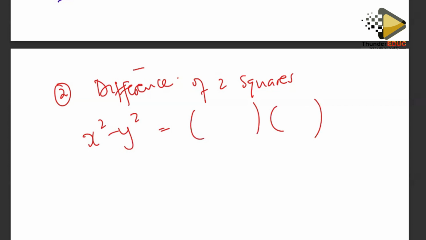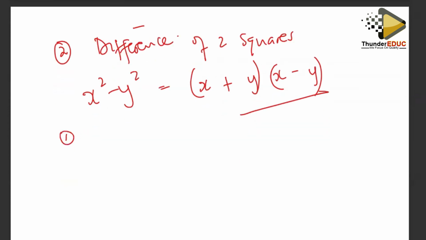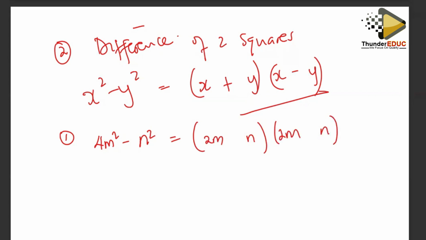So the square root of x squared is x. Square root of y squared is y. So this is going to be x and then y. So we put a plus, we put a minus. Done. Let's look at just some examples with numbers. If we have 4m squared minus, let's say, n squared. So the square root of 4m squared is going to give us a 2m. Square root of n squared is just n. So 2m and n. So the brackets must have the same content.